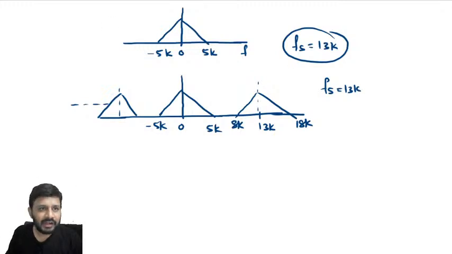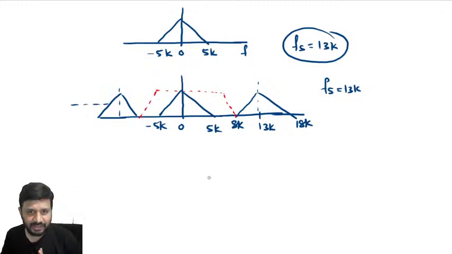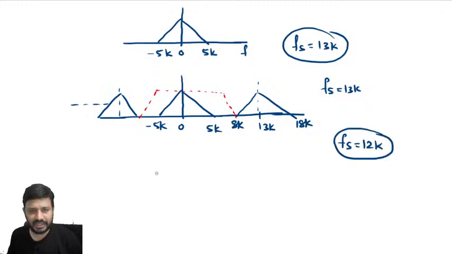And what is our filter? Our filter is like this, no? Yes, perfect reconstruction, no portion of the other signal is coming. Perfect reconstruction is happening. What happens if I take Fs equal to 12k? You must analyze like this whenever you are studying.